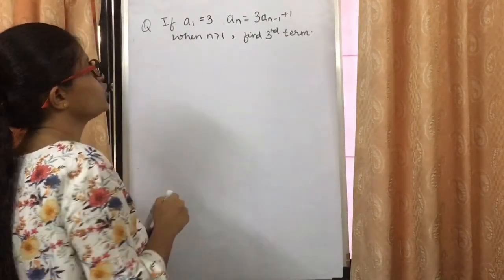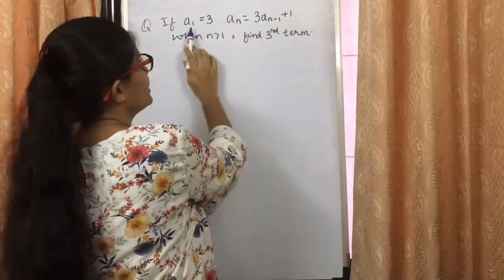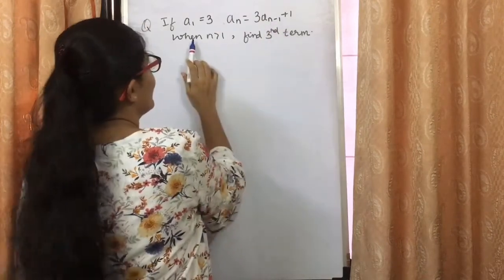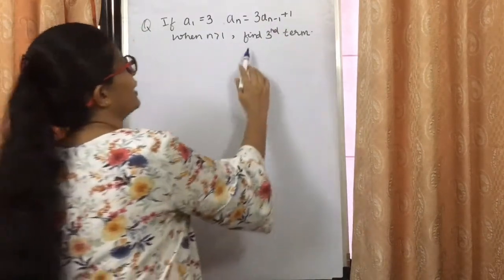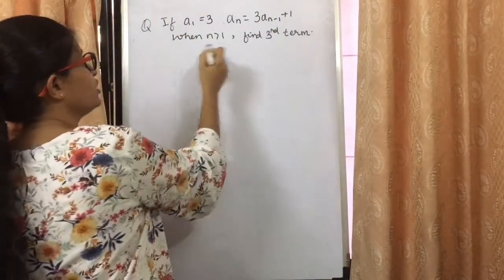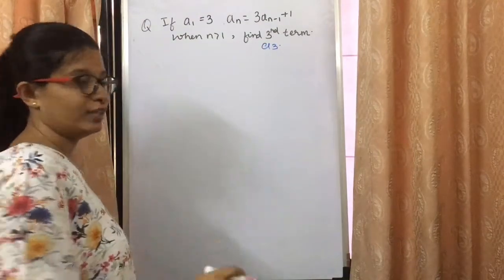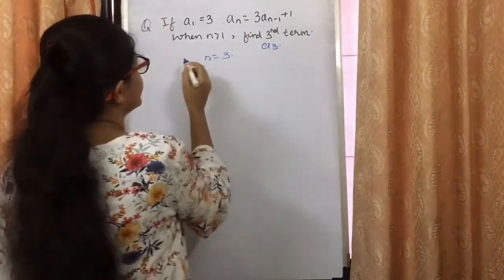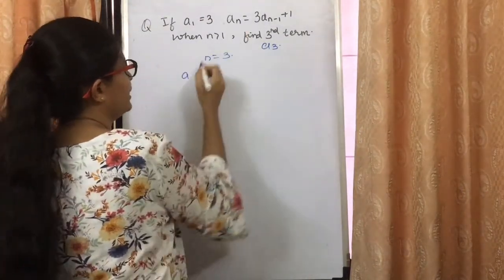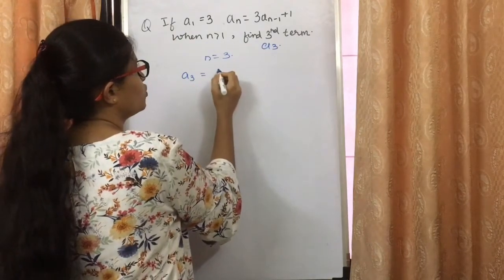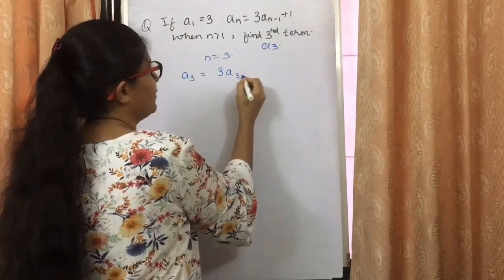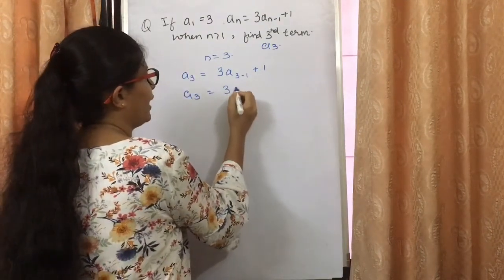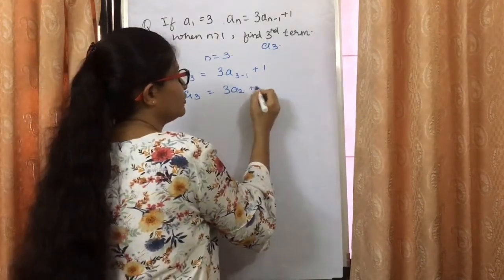If a1 is equals to 3, a1 is nothing but the first term of the series. an is nothing but 3 an minus 1 plus 1 when n is greater than 1. n 1 से ज़्यादा है. Find the third term. Third term means you need to find a3. So n कितना हो गया? 3. n is 3. You need to find the third term for the series. Now let's see. अगर मैं 3 इधर रखूँ, so you will get a3 is equals to 3 into a, n is 3 minus 1, plus 1. Now a3 is equals to 3, 3 minus 1 will give you 2, plus 1.